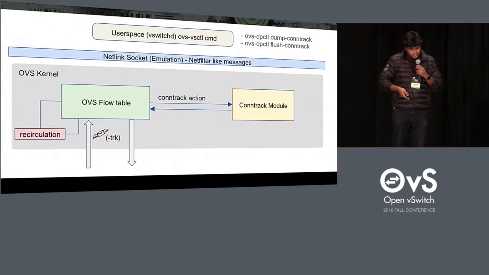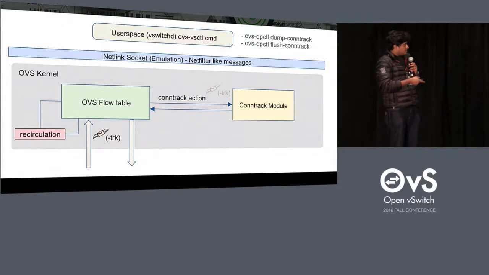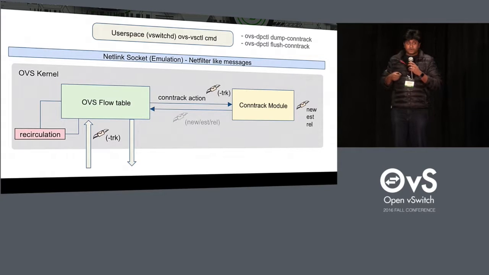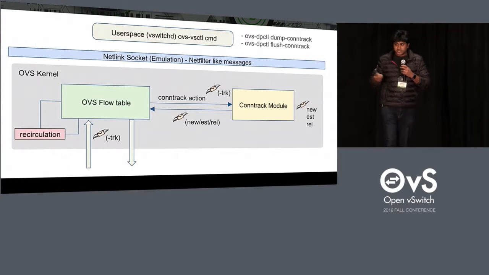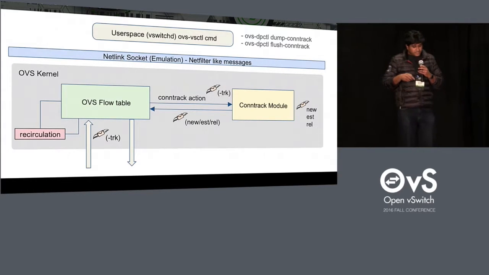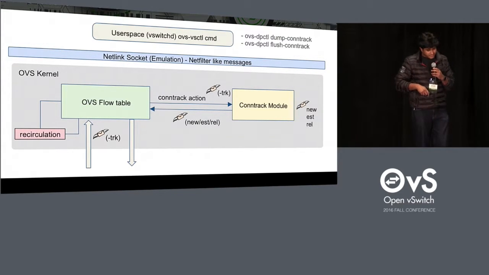Once the packet goes through the conntrack action, it goes along to the conntrack module, where we parse the five-tuple of the packet and check the connection tracker to see if it's a new connection, an established connection, or one of the related connections. Once we have that, we update the flow key in the conntrack module itself, because it's internal to OVS, and then we send the packet back to the flow lookup. If there is any matching flow, we execute that particular action. If not, it gets sent up to userspace, and from there, it's business as usual.